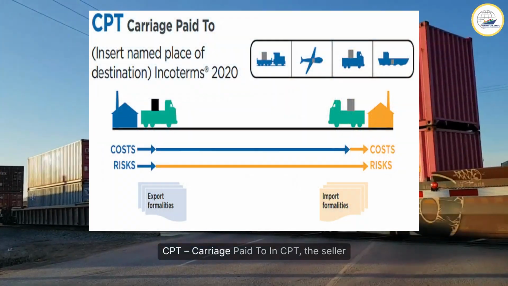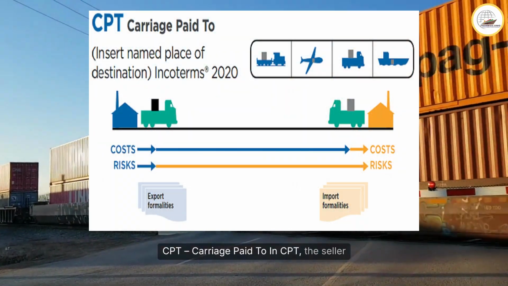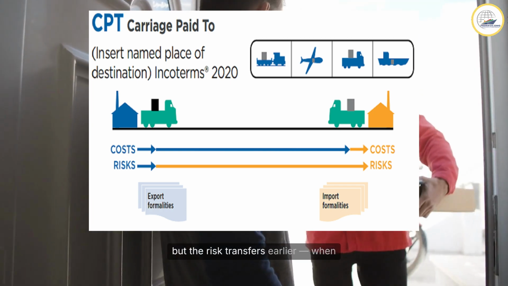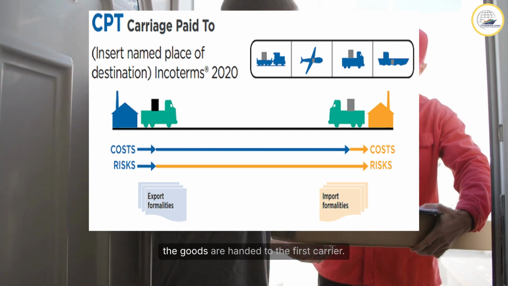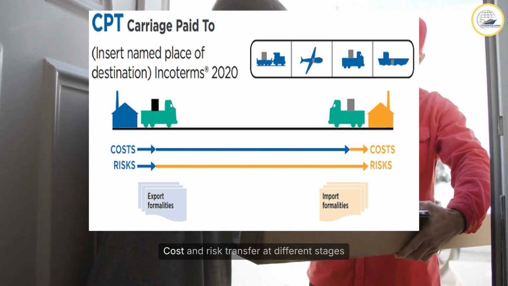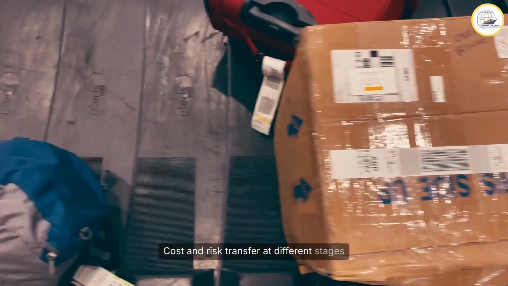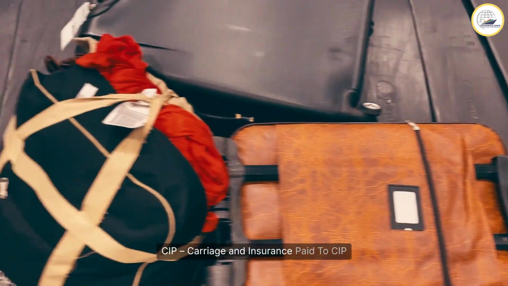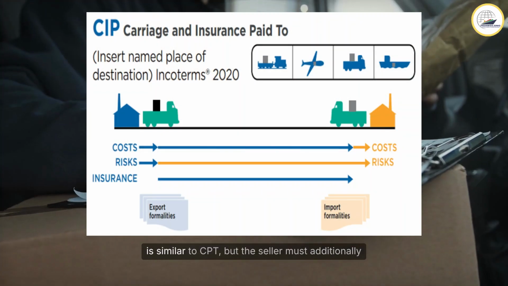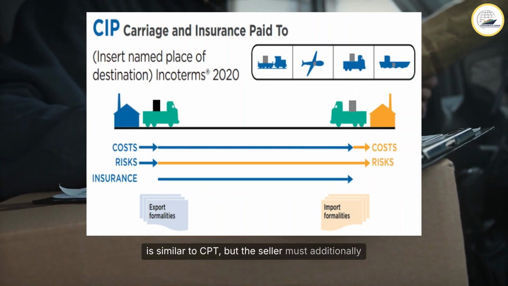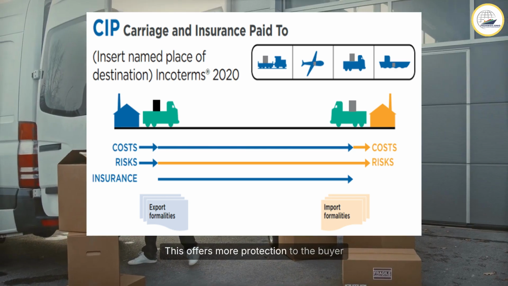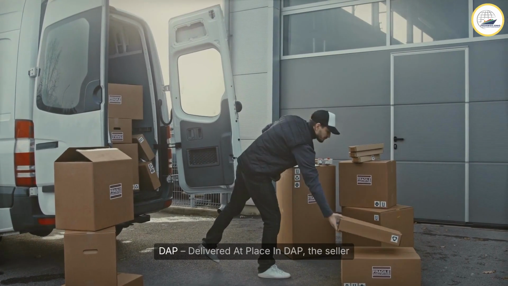CPT, Carriage Paid To. In CPT, the seller pays for transportation to the destination, but the risk transfers earlier, when the goods are handed to the first carrier. Cost and risk transfer at different stages. CIP is Carriage and Insurance Paid To. CIP is similar to CPT, but the seller must additionally purchase insurance for the buyer. This offers more protection to the buyer.